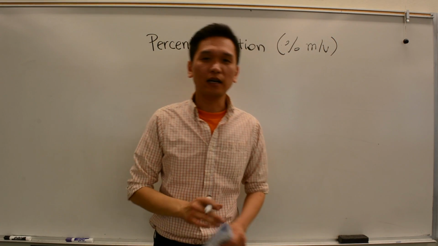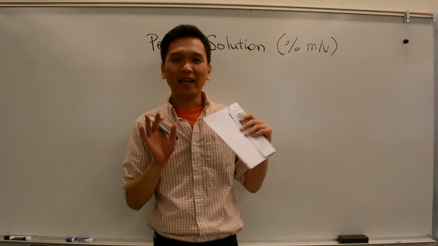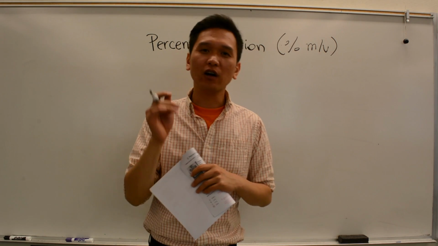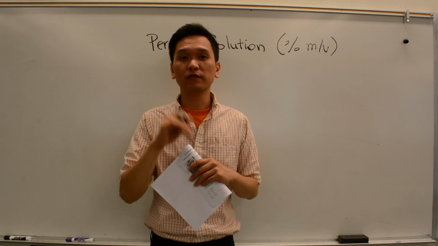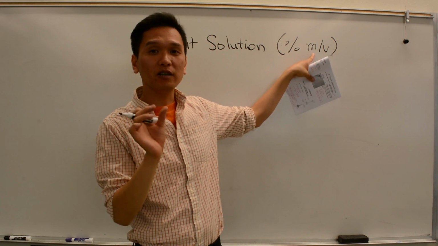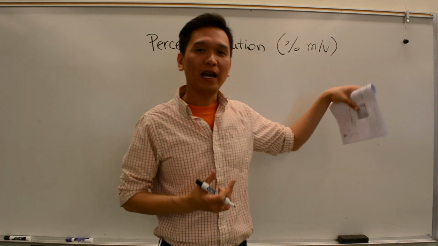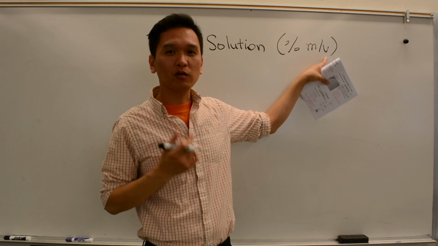So the third concentration unit that we will learn is called percent solution. And this one is a little bit tricky because you're not only having mass over mass or volume over volume, but you're having a mix between the two. The concentration is the ratio between mass of a solute over volume of the solution. And the mass and the volume are quite specific.